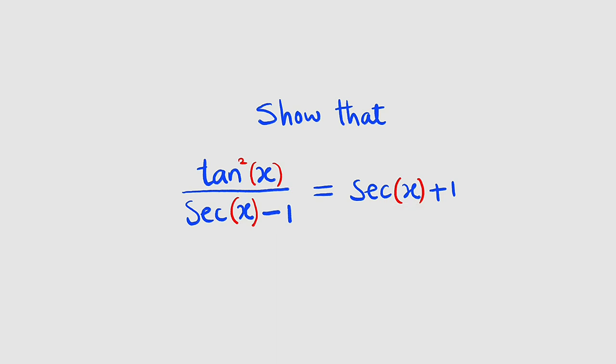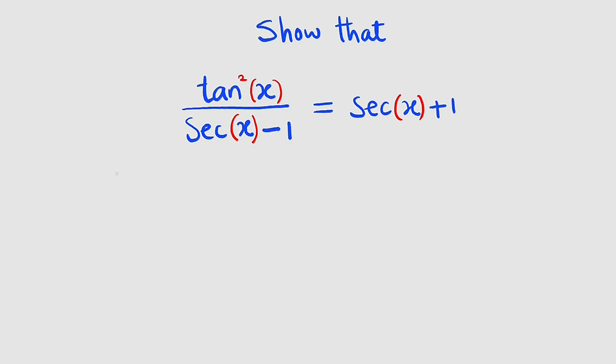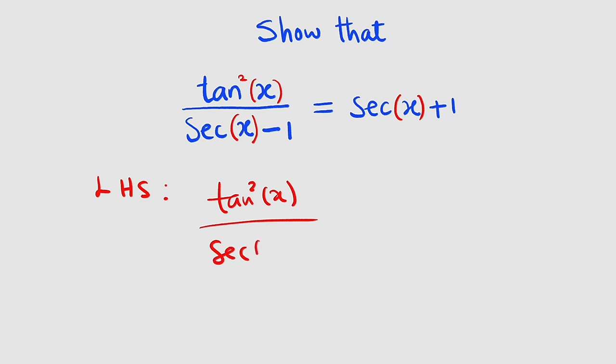So whenever you are given a problem like this, try to take the more complicated side and transform it into the other side. So since this is more complicated, let us transform it into the right hand side. So we say that the left hand side, which is the function tan²x divided by secant x minus 1, we want to show that it is the same thing as secant x plus 1. Okay, we all know that tan²x can be expressed as sin²x divided by cosine²x, right?